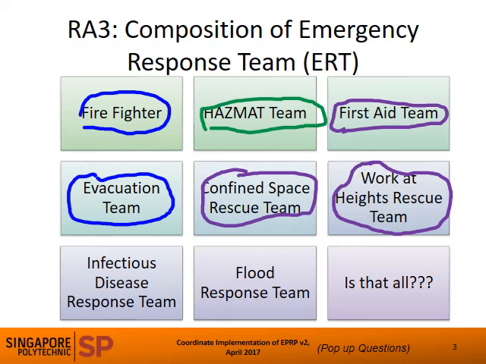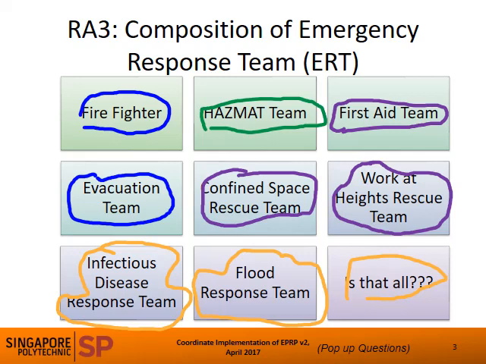Okay, for these purposes. Infectious diseases response team might be possible as well, because in the event of SARS, what should you do, especially in the hospital? In the so-called big buildings, they must measure temperature, etc. In the event of flood, what must you do? So there might be a flood response team as well, basically for dry dock, you might need them. So is that all? My answer is no, because it really depends on your emergency situation.